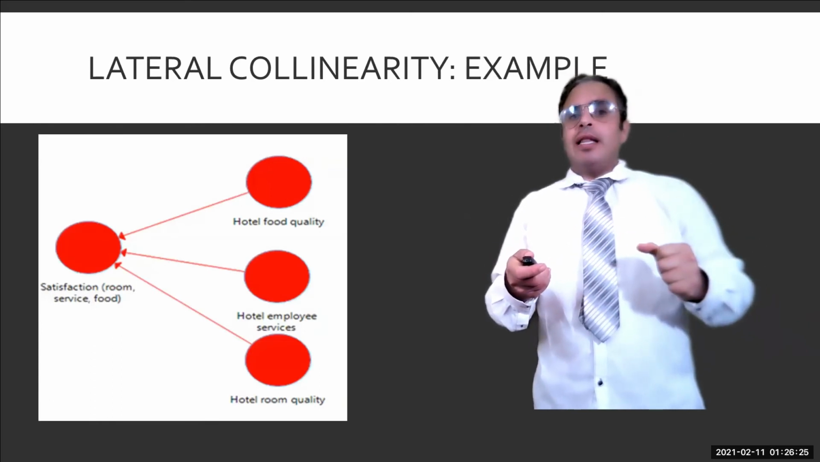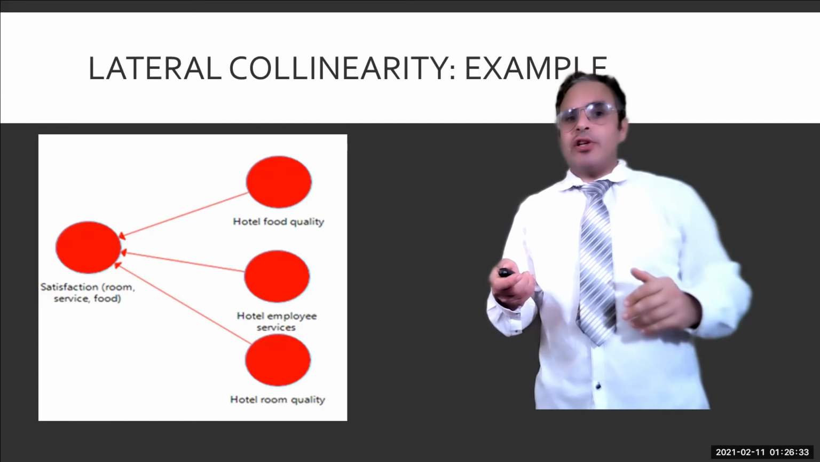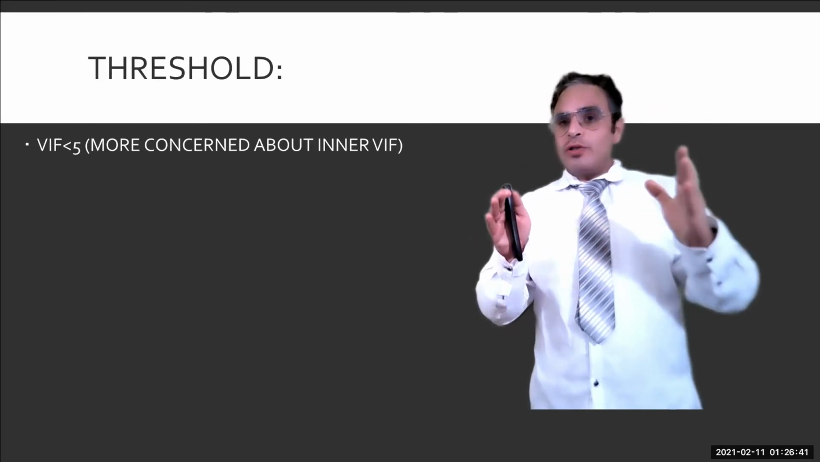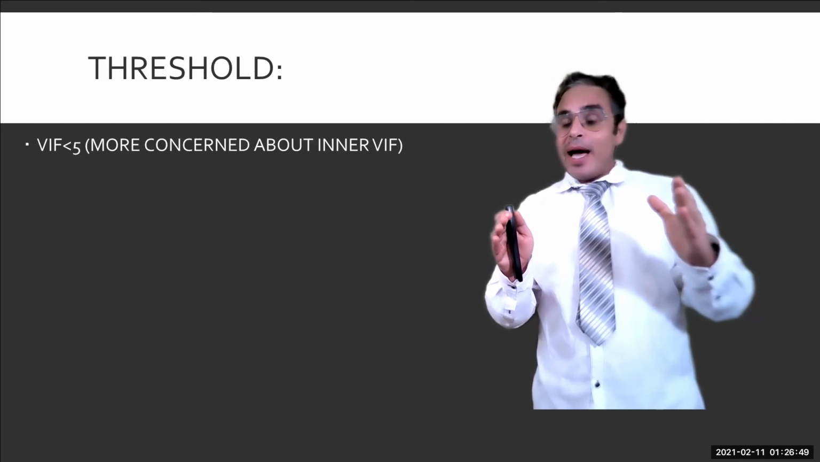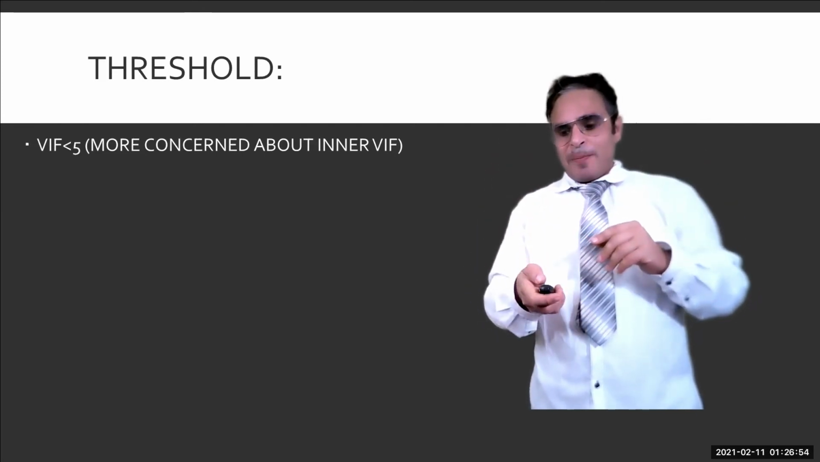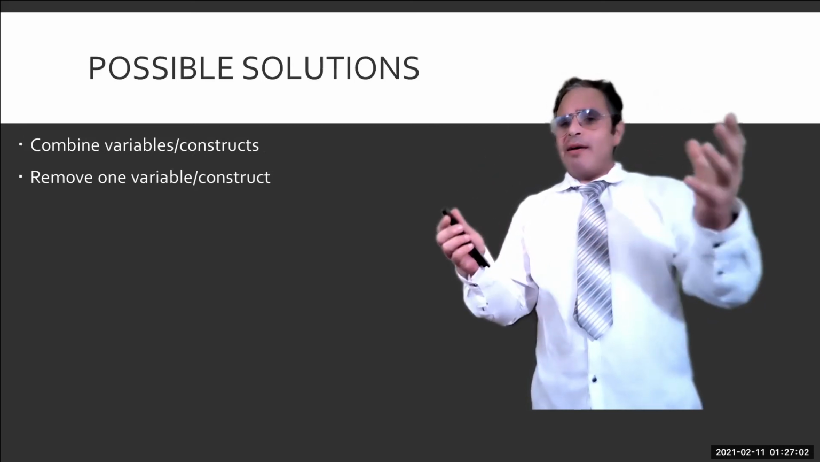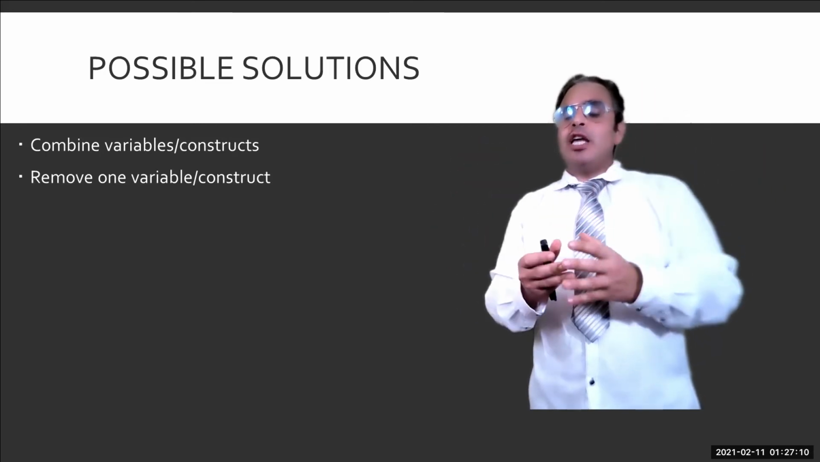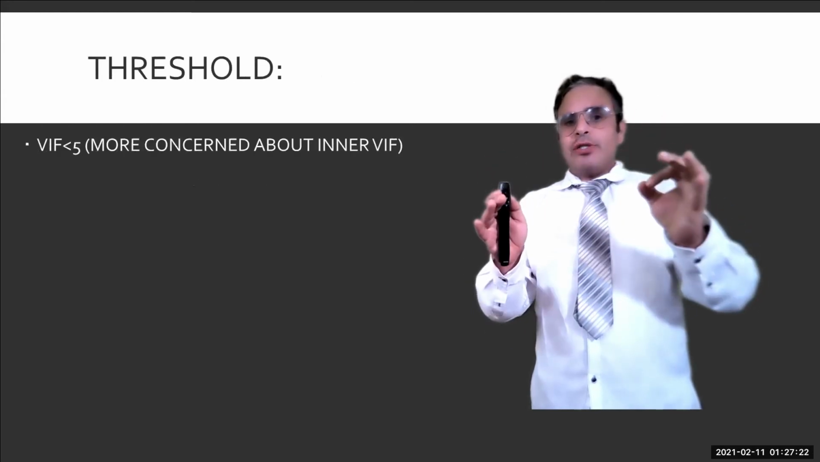This is an example of lateral collinearity. As you notice here, as I explained for you, we go laterally, we go horizontally. The maximum threshold accepted, once we check for collinearity in the structural model, must be below 5. And mainly we are concerned with the inner VIF. Okay. What are the possible solutions here? If we face collinearity issues, combine variables, combine constructs, because they are measuring the same attribute, so we end up combining the two together or eliminating one of them, so we don't have a collinearity issue. Okay, as I mentioned, we have to have a VIF below 5.